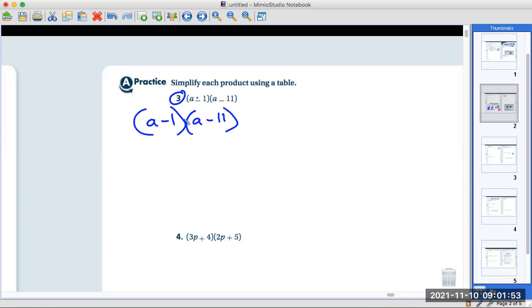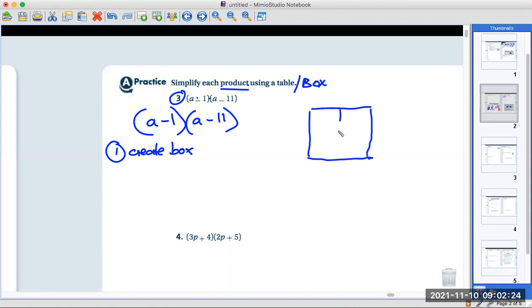Okay, two binomials, it's a multiplication. There's nothing between the parentheses, no sign. That means we're looking for a product. A product is the answer when you multiply. And we're using the box method. So again, first create a box. Make it big. Don't make it too small. You have plenty of space here.